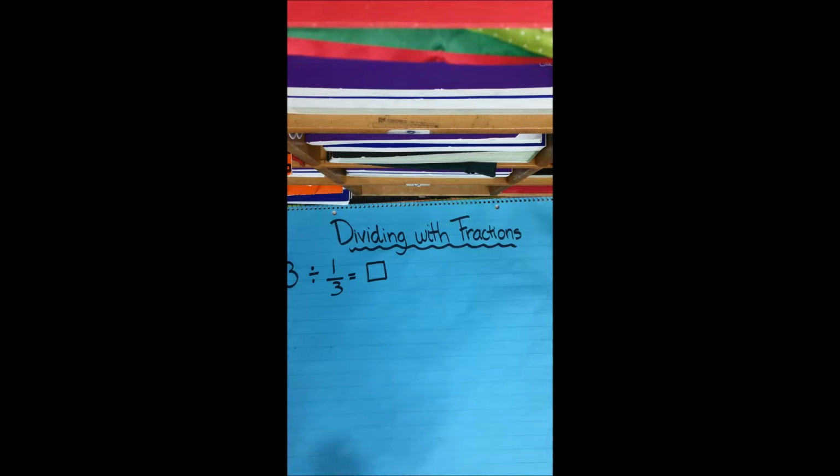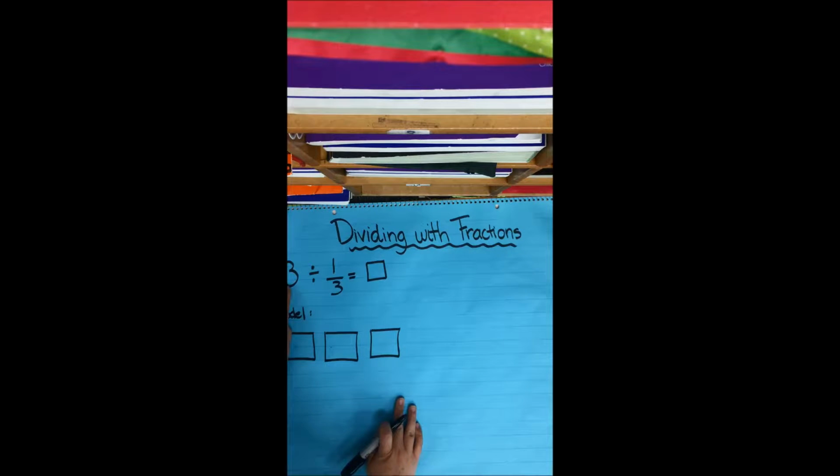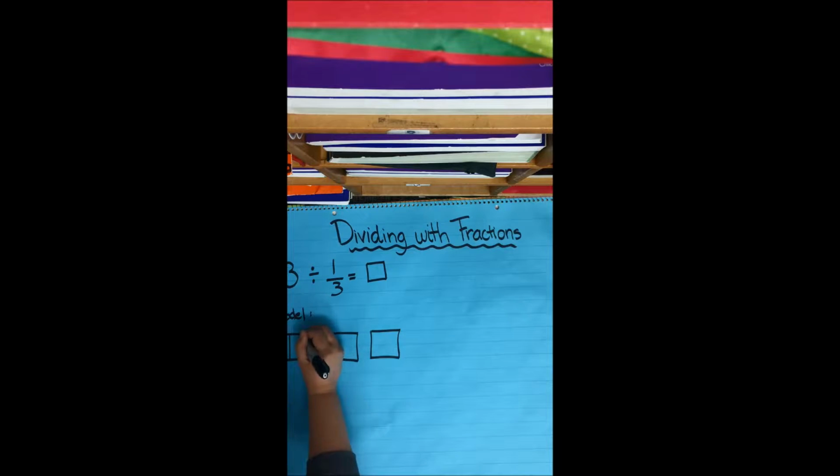Okay, so what we're literally saying here is we have 3 wholes. So let's model that. Here's 1 whole, 2 wholes, 3 wholes. All right, so I'm literally saying I'm going to take 3 and I'm going to divide it into 1/3 pieces. How many 1/3 pieces can I get? So I come down here and I divide it.